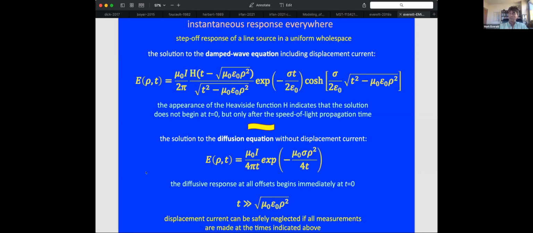Now, the same solution to the same problem, the same physical problem, but without displacement current, reduces to a diffusion equation and has this familiar solution here. And notice that the diffusive response at all offsets is easily shown to begin immediately everywhere, no matter what the receiver offset is, at time 0. Okay. And the net effect of this, and we'll show in the next slide, is that displacement current can be safely neglected if all of your measurements are made at times that greatly exceed the speed of light propagation time.